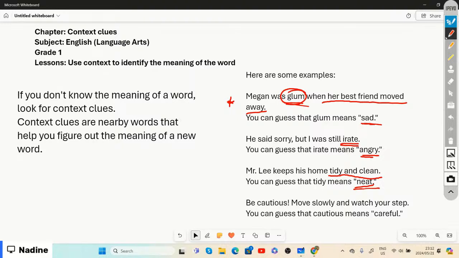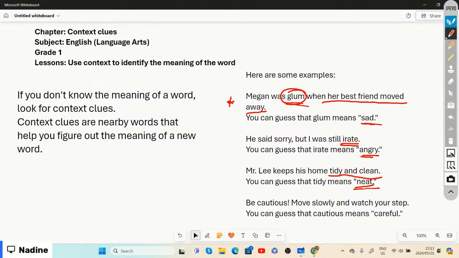Yes, a clue is being given to you because the direct meaning of that word is not being given to you. So now you need to look for specific clues. And that is why we call it context clues. The clues are within the context of the sentence. You cannot see them directly, but they are given to you within the context of that sentence.